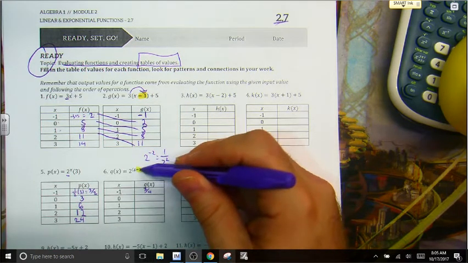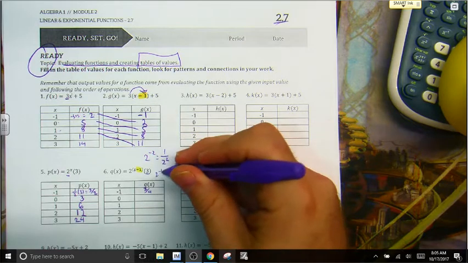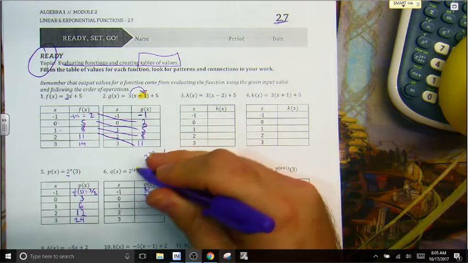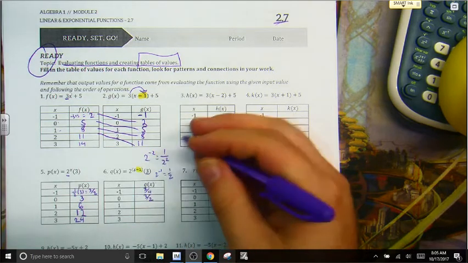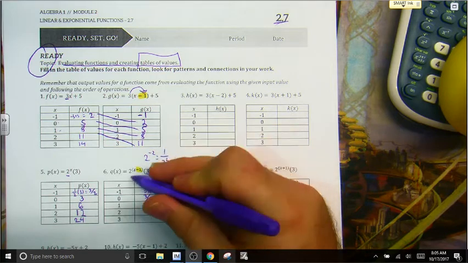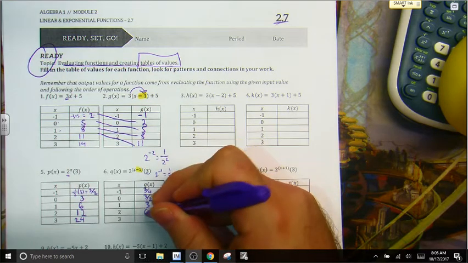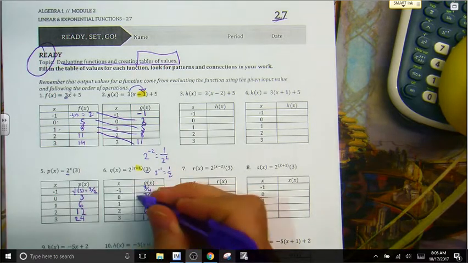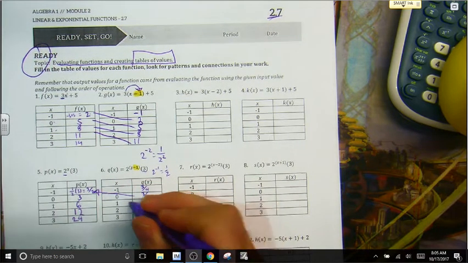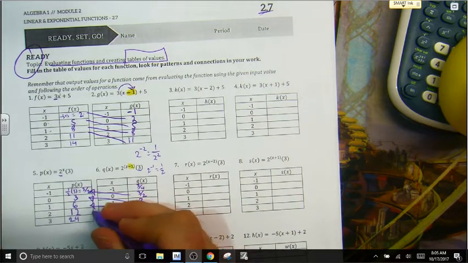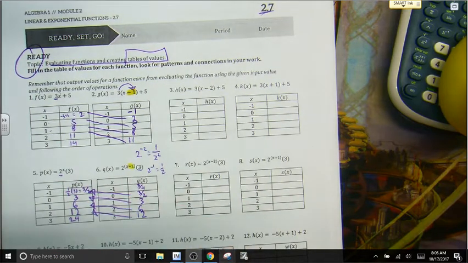0 minus 1 is negative 1. 2 to the negative 1 is 1/2. So that's going to be 3/2. 1 minus 1 is 0. Anything to the 0 power by rule is 1, so this is 3. 2 minus 1 is 1. 2 to the first power is 2. This is 6, and we see our pattern. Sure enough, that minus 1 behaved exactly the same, where this became that, and so on. So we end up going back a step in our sequence. That's how those ones are going to work.